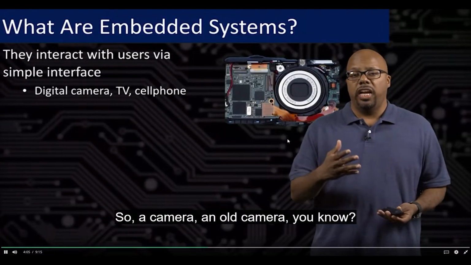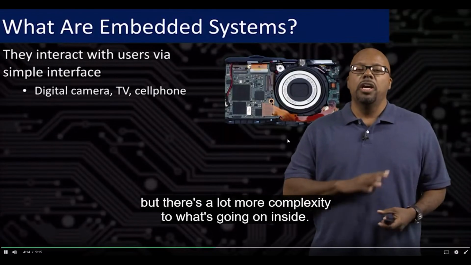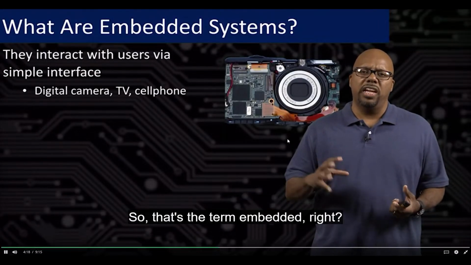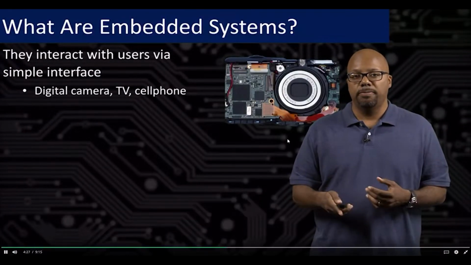So a camera, an old camera, totally mechanical camera, has the same interface. You press a button, it takes a picture, right? New digital camera, same interface. Press a button, takes a picture, but there's a lot more complexity to what's going on inside. So that's the term embedded, right? The complexity is embedded inside the device, and the user doesn't have to see it. And the user can benefit from the complexity, but using a very simple interface.